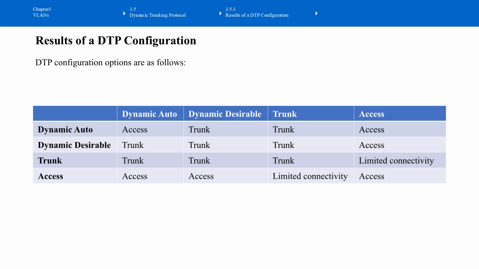If one is configured as dynamic auto and the other port is configured as dynamic desirable, this is a trunk mode. If both are configured as trunk, they are trunk for sure. If both are configured as access mode, it is a permanent access mode. However, if one device is configured as access and the other one is configured as trunk, that's limited connectivity.